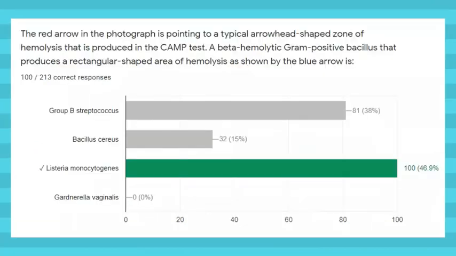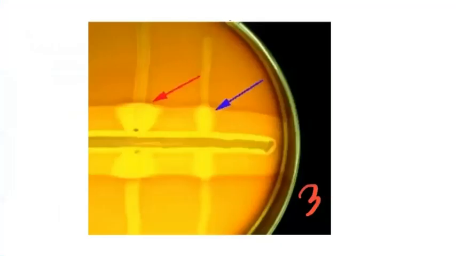This is the first question. The red arrow in the photograph is pointing to a typical arrowhead-shaped zone of hemolysis that is produced in the CAMP test. A beta-hemolytic gram-positive bacillus that produces a rectangular-shaped area of hemolysis, as shown by the blue arrow, is. So let's just take a look at the picture first. So this is the picture. As you can see, this is the CAMP test.